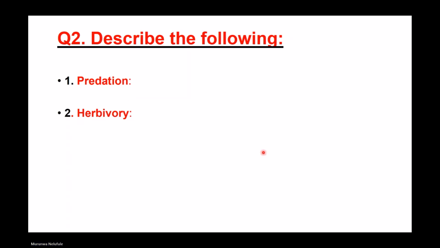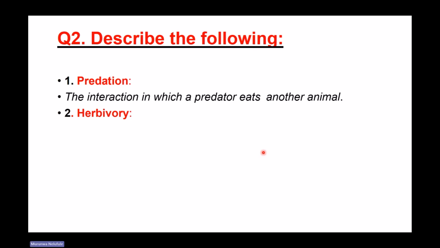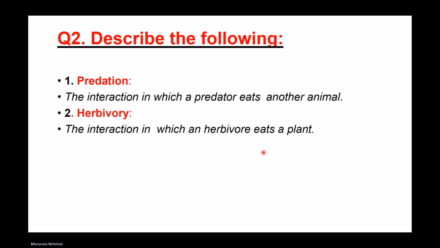Predation is the preying of an animal and killing it for food. That's proper. So it's the interaction in which a predator eats another animal, or prey. And herbivory. Organisms that eat both plants and other organisms. Cool. So these are organisms that can eat, whereas a herbivore eats plants.